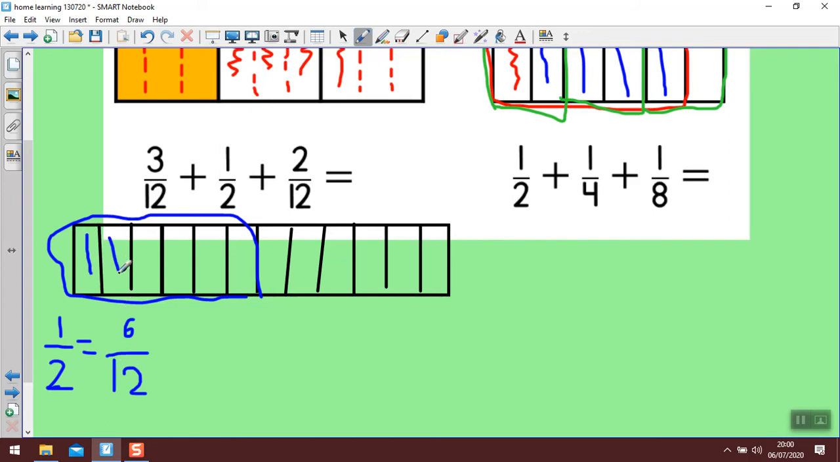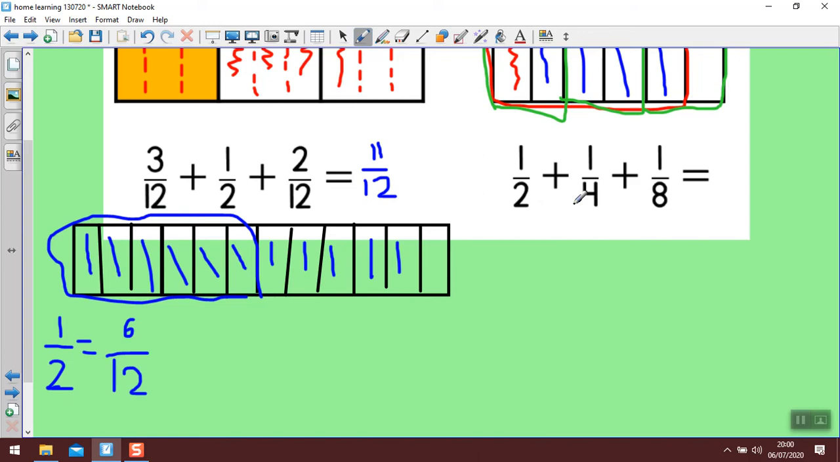So I'm going to just colour in 6/12. So 1/2, 6/12, add 3/12, 1, 2, 3, add 2/12, 1, 2, equals how many 12ths altogether? It equals 11/12. Well done if you got that one.